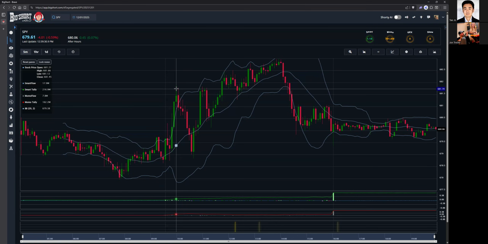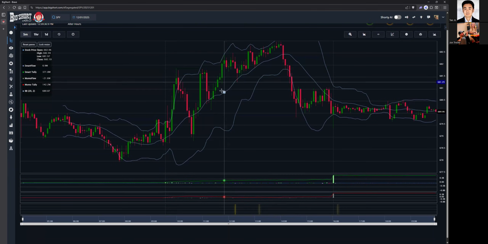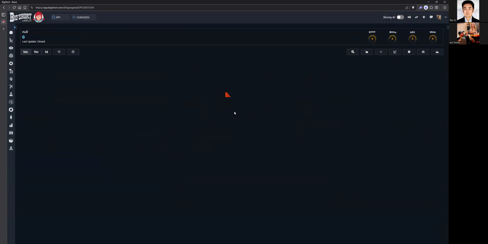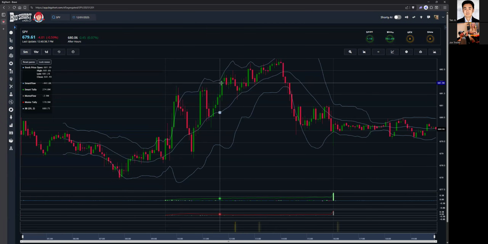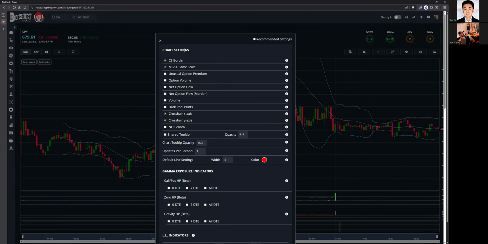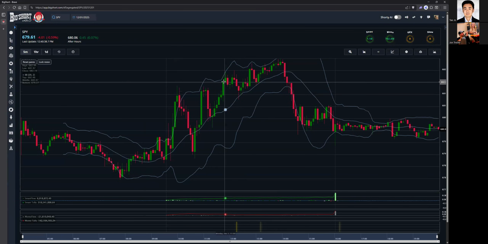Sure. And at what time did we break out of the hourly range? What time is that? It's not showing the times for some reason. Okay, try refreshing. I'll be right back. I think it might be a bug. Nope, it's still not showing the time. Let me try turning off the shared tooltip. Oh, there we go. I guess when the shared tooltip is on, it's screwy.